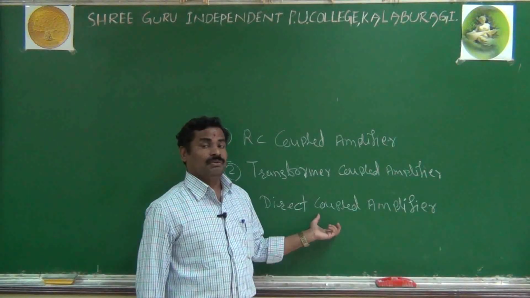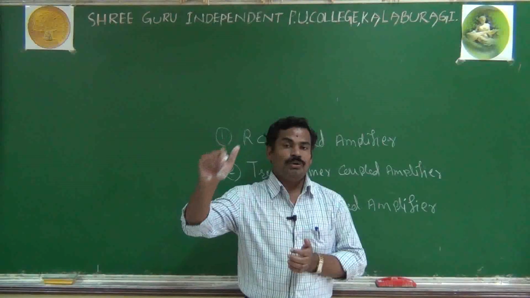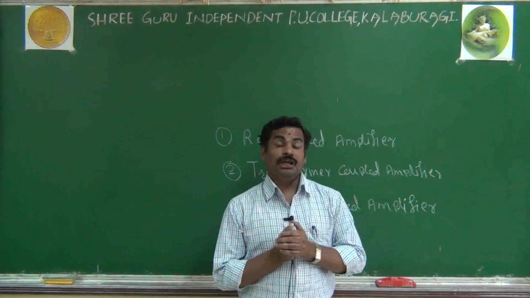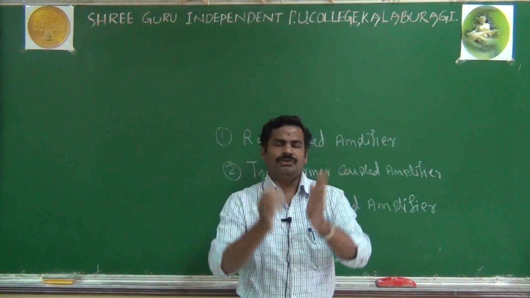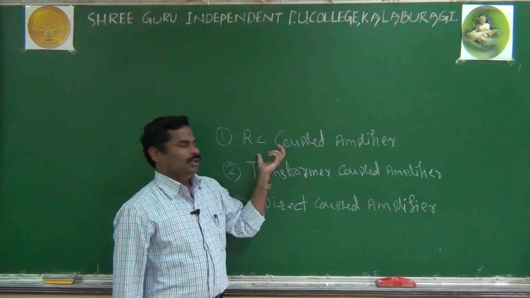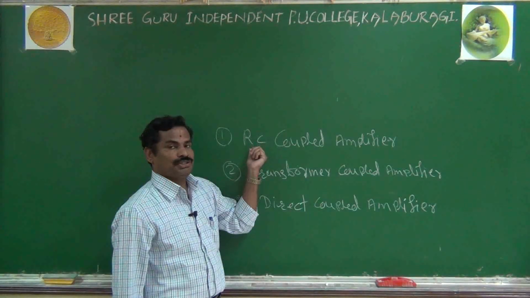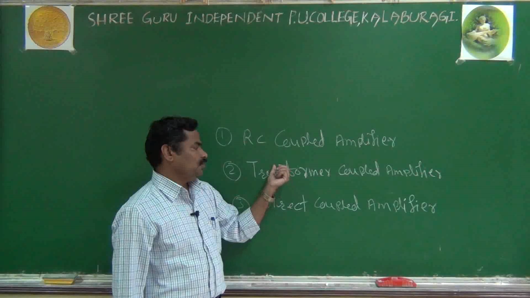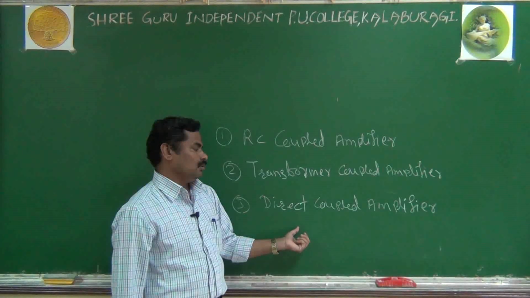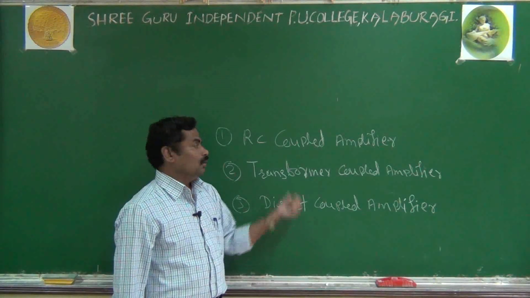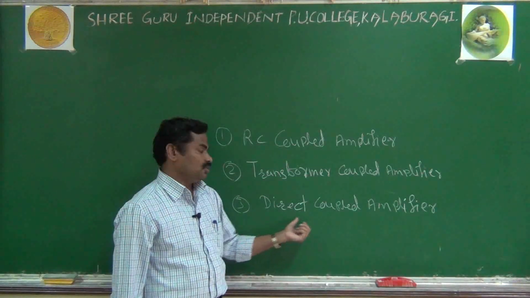It means in your multi-stage amplifiers, the output of the first stage acts as the input of the next stage, and in between you have to use coupling devices. If you are using a resistor and capacitor, that is called RC coupled. If you are using a transformer in between the two stages, that is nothing but transformer coupled. If you are not using any resistor, capacitor or transformer, and directly connecting from one to another, that is nothing but direct coupled.